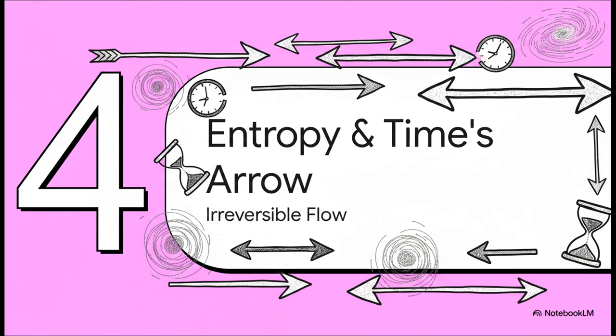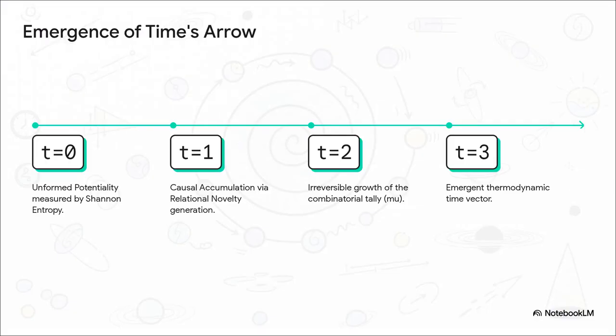Let's look at Section 4, entropy and time's arrow. Why does time only move forward? Think back to our forest again. Footprints, once pressed into the mud, cannot be unstepped. The continuous generation of causal novelty irreversibly crushes pure abstract potentiality into a crystallized structural reality. This irreversible, unyielding accumulation of mu creates a strict macroscopic thermodynamic flow. In a very real physical sense, the past is mathematically heavier than the future.